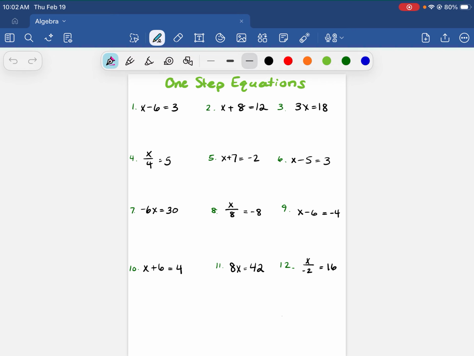So one-step equations are where we're solving for a variable, a letter, usually x when we're first starting out, but it can be any letter: y, z, m, n. Those are all super common. X is the most common that we see. So we're solving for x. We're trying to figure out what number x represents. And we're going to do that in one step, meaning we just have to do one operation to get x by itself, to solve for x, to isolate x.